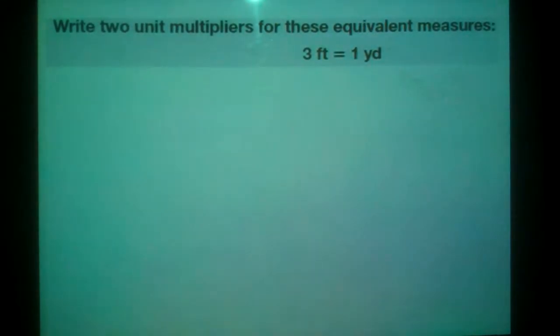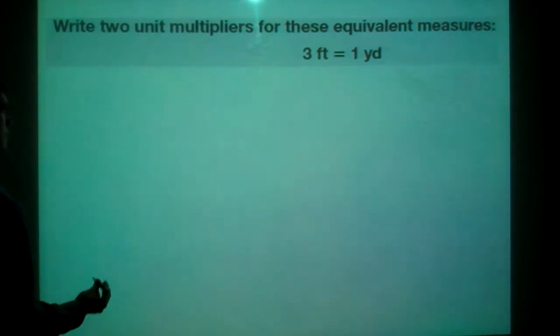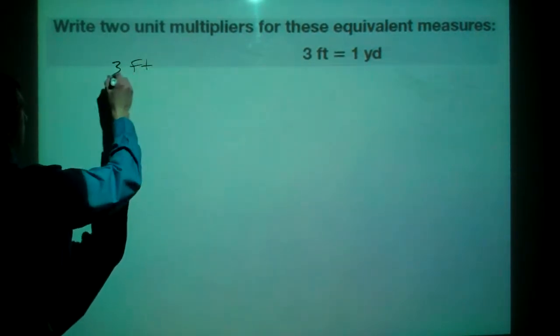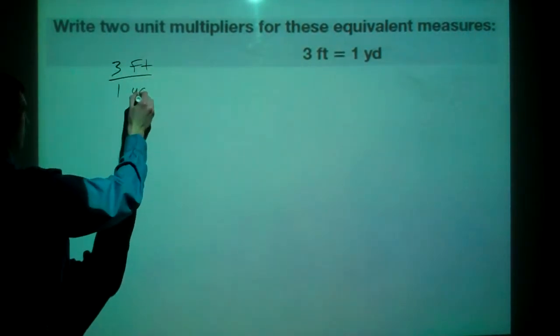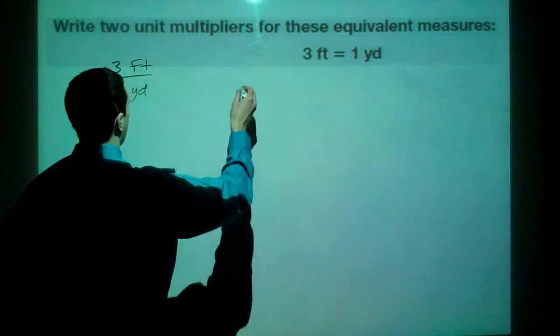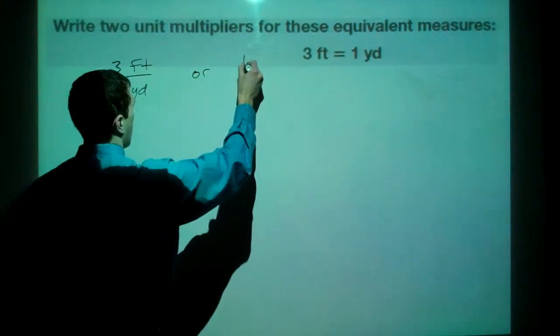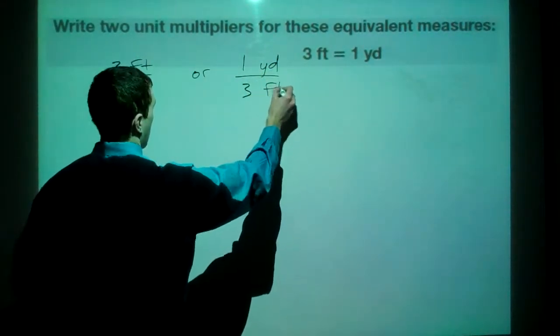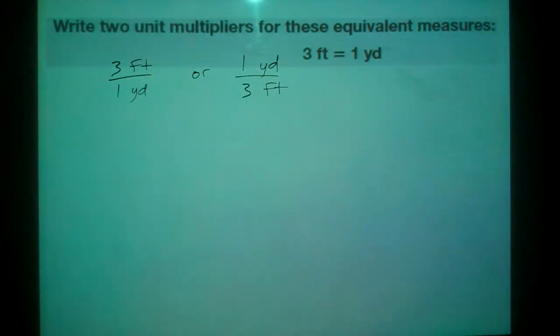Alright, before we get into that next one here, this one says write 2 unit multipliers for these equivalent measures. Remember, unit multipliers are just those fractions that we use that are equal to 1. So 3 feet equals 1 yard. So I could write it as 3 feet over 1 yard. I could also write it as 1 yard over 3 feet. Those are both equal to 1.